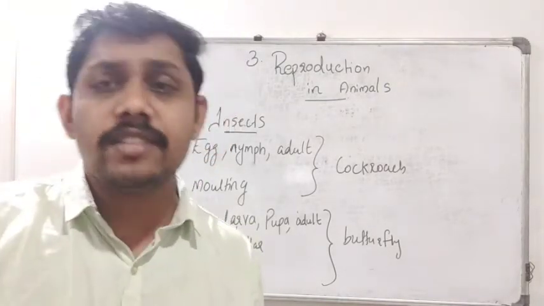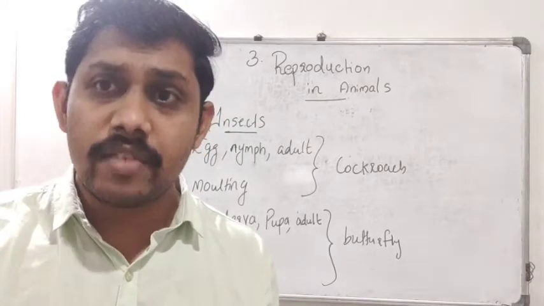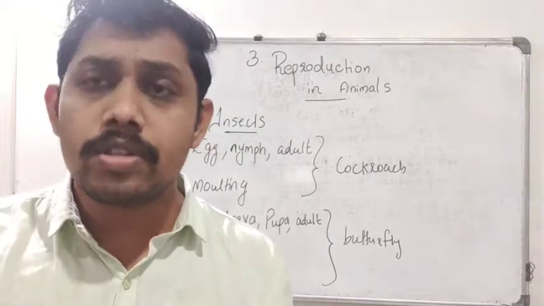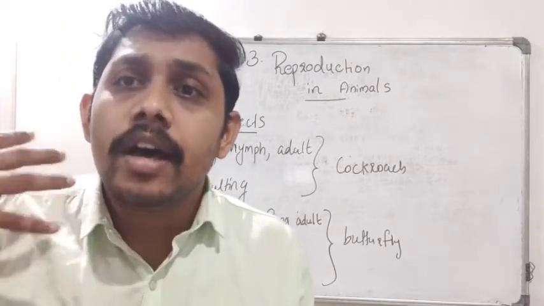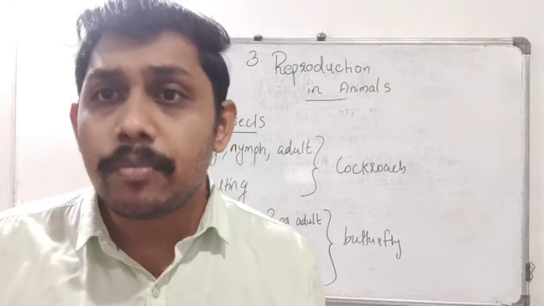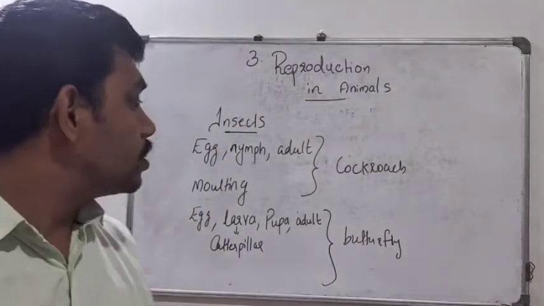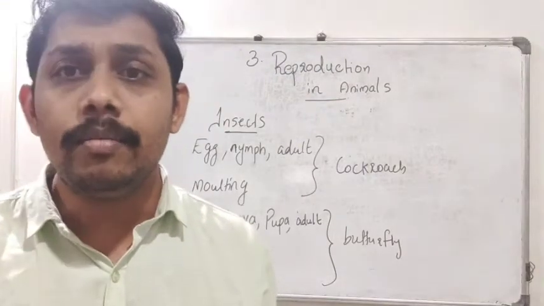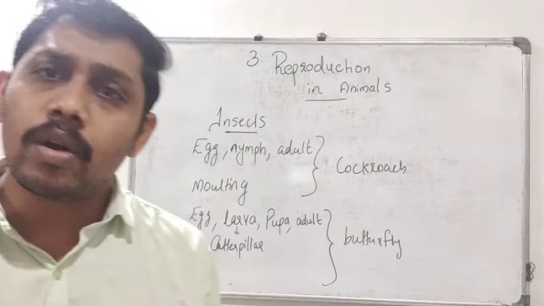From the egg, they hatch out and are called nymphs. That is the young ones of the cockroach. In the development process, the nymph sheds its skin. That process is called molting, and then they become the adult cockroach. So this is the case of the cockroach.